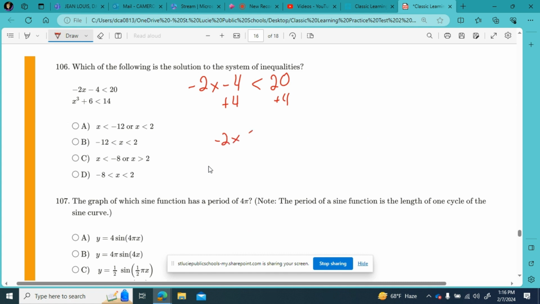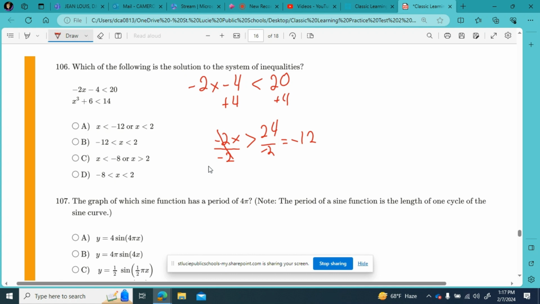Negative 2x is less than 24. And the negative 2 and the x are doing what together? They are multiplying. So to get rid of the negative 2, I've got to divide both sides by negative 2. And when I multiply or divide an inequality by a negative, what happens to the inequality? It flips around. So x is greater than 24 divided by negative 2. Positive divided by a negative is a negative. 24 divided by 2 is 12.